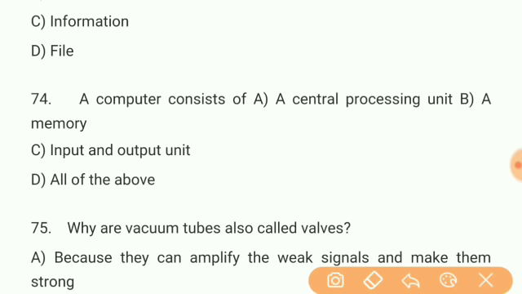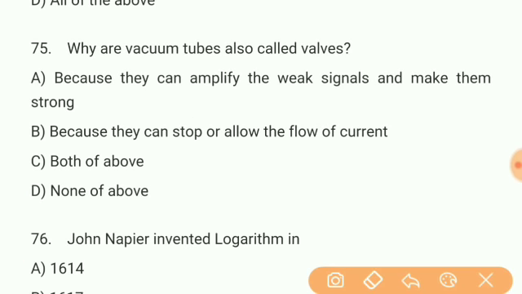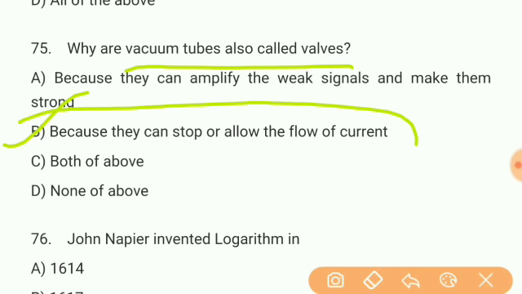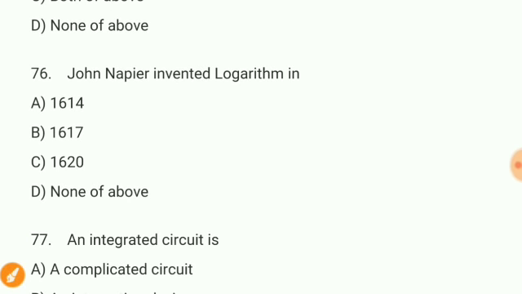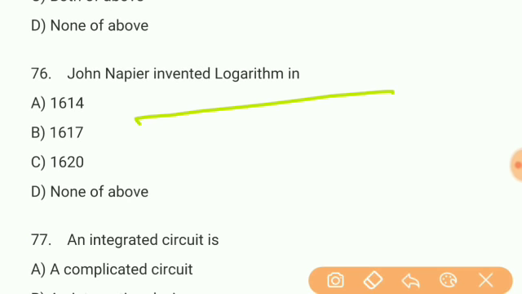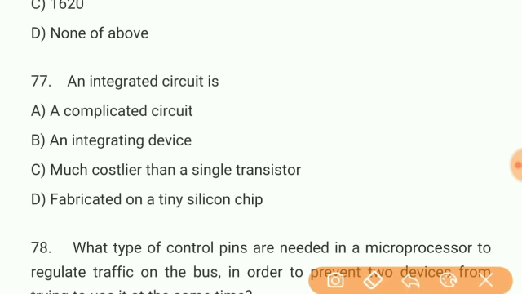Then a computer consists of what? It consists of all of the above: a CPU, a memory, an input and output unit. Then why are vacuum tubes also called valves? Because they can stop or allow the flow of current, that's why they are also known as valves. Then John Napier invented the logarithm in which year? In 1614.